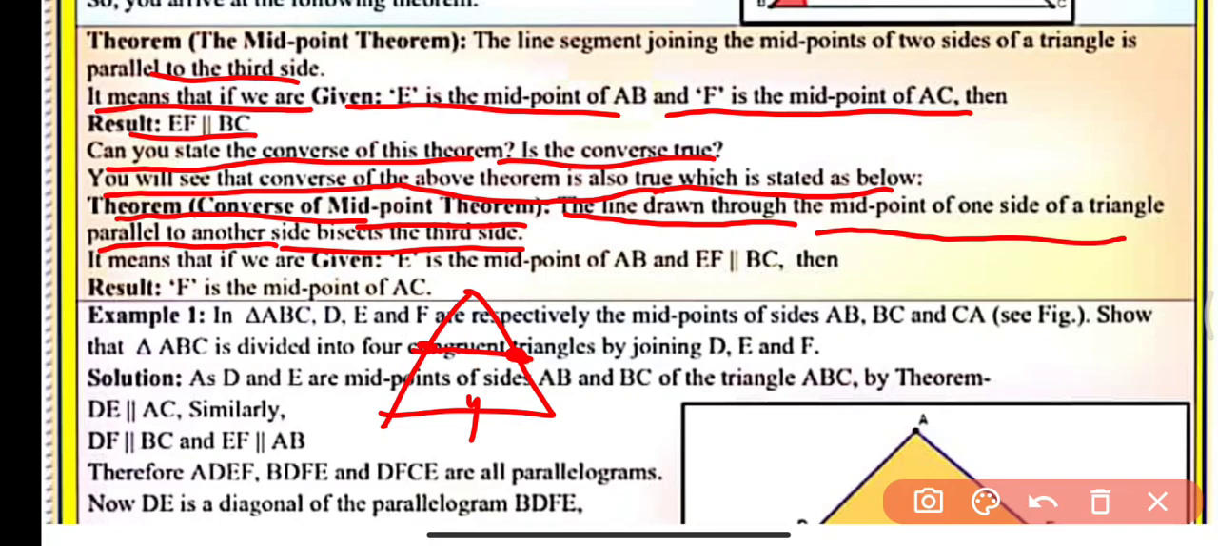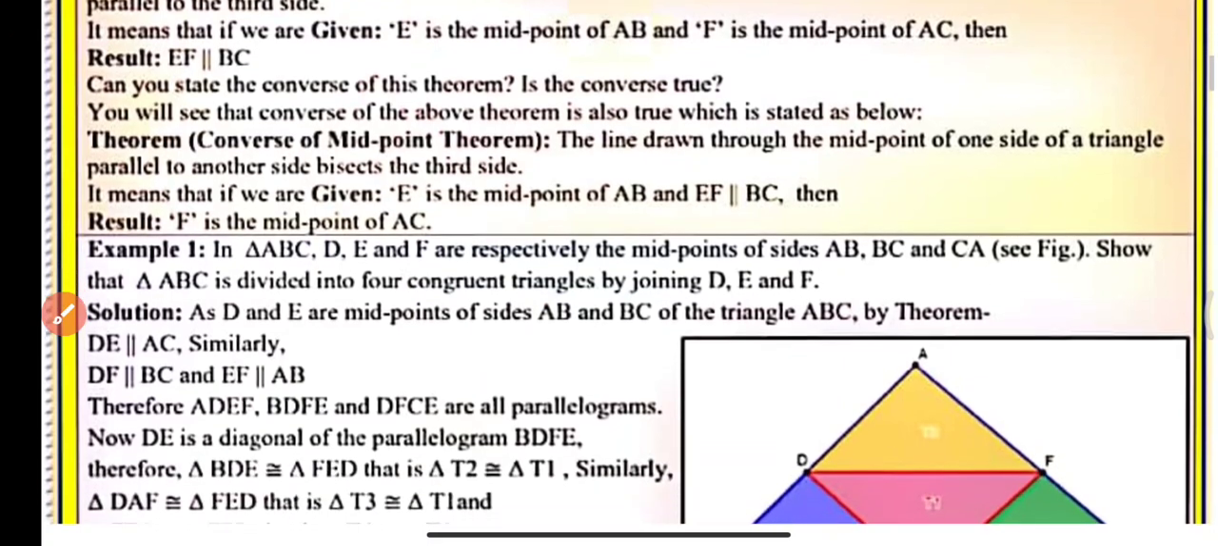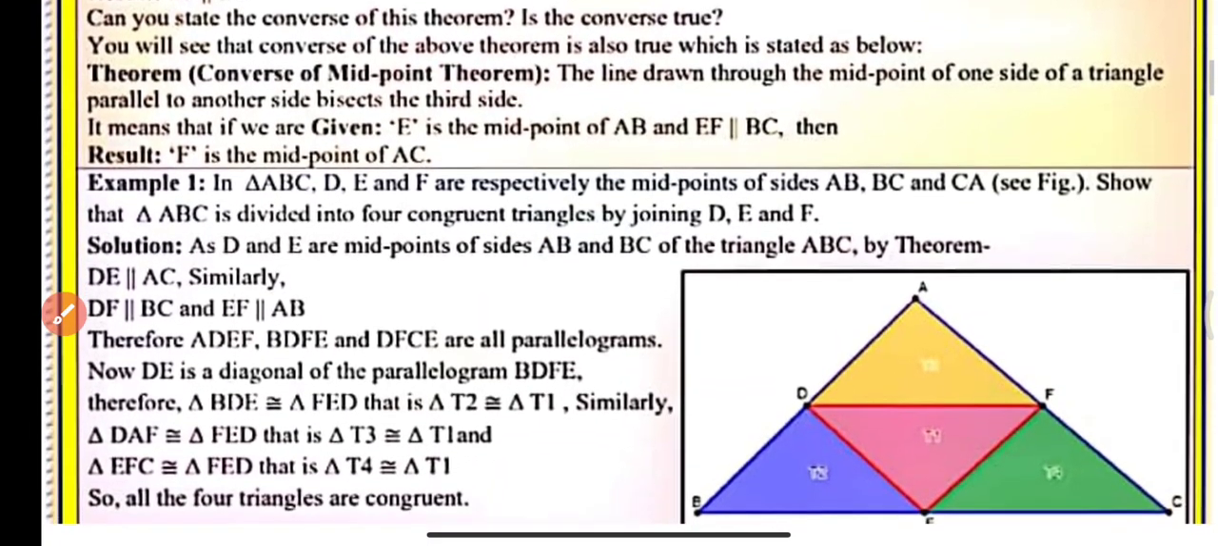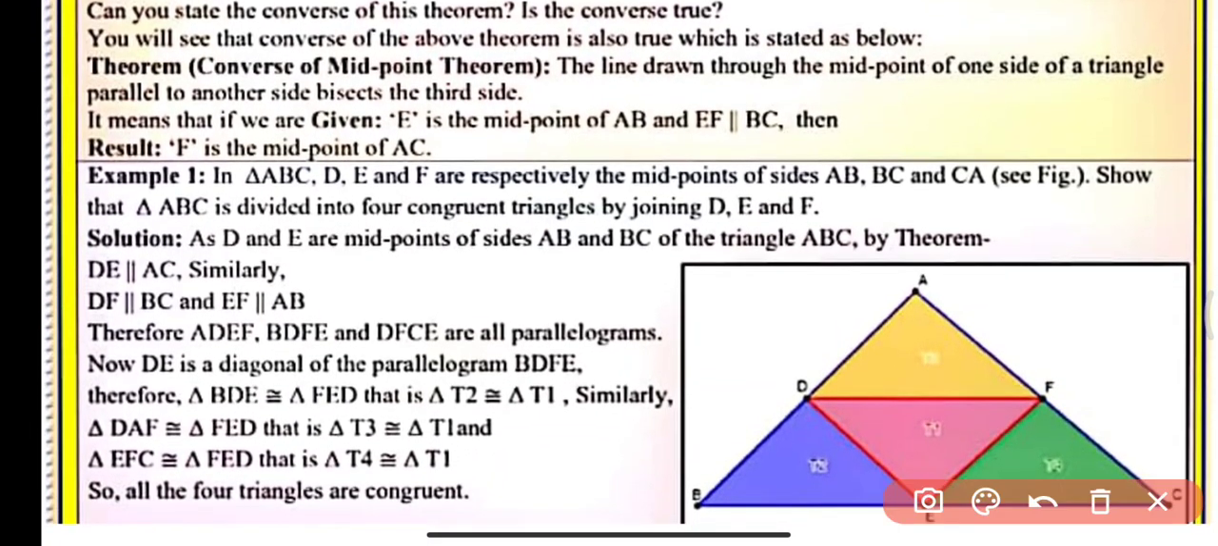So I am repeating again. If we are drawing a line through the midpoint of one side parallel to the second side, it will bisect the third side. So now you can see it means if we are given E is the midpoint of side AB and EF is parallel to BC, then it will bisect the third side, means F is the midpoint of third side AC.